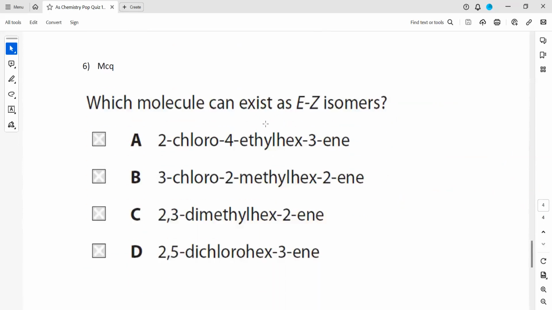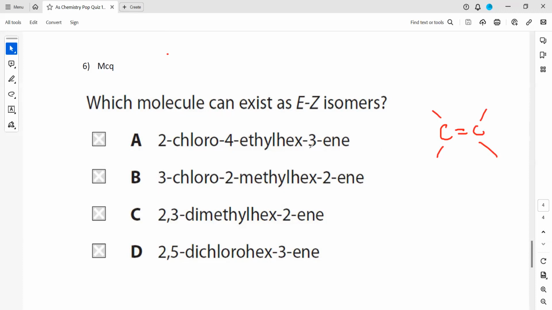Which molecule can exist as E and Z isomers? So for this, you have to draw the structure, and to be an E and Z isomer, the groups attached to a carbon-carbon double bond should be different, like C double bonded to C. The best way to draw the geometrical isomer is to first draw this basic unit and then complete it.